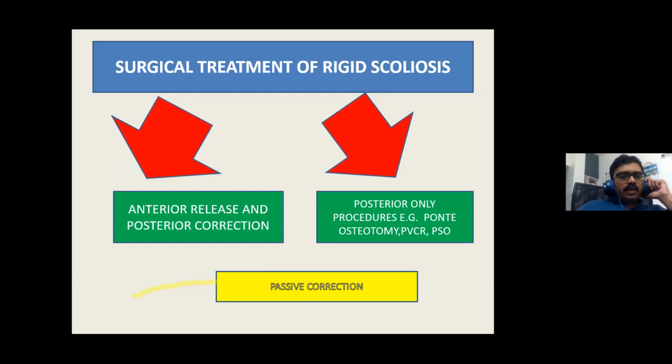And there is one more procedure which is coming into literature, though it was in vogue for many years. This has come into literature with some papers coming from various parts of the world, particularly Asian journals. This procedure is known as the passive correction. So we will go through them one by one.